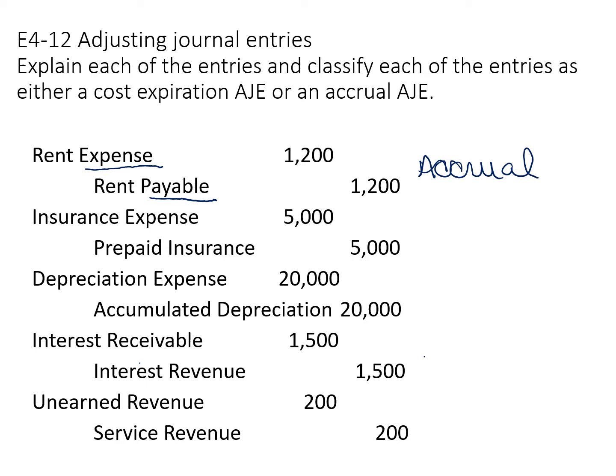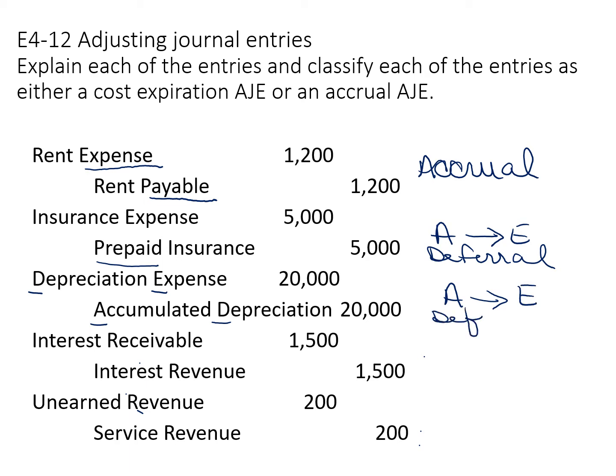Whereas debiting insurance expense and crediting a prepaid, that's where we're moving it from an asset to an expense because we've used or consumed it, and that's called a deferral. Well, depreciation, D-E-A-D. If you don't know this, you're dead. That's right. We're moving some of the cost of that equipment into an expense because we've used or consumed it. So that's another deferral.